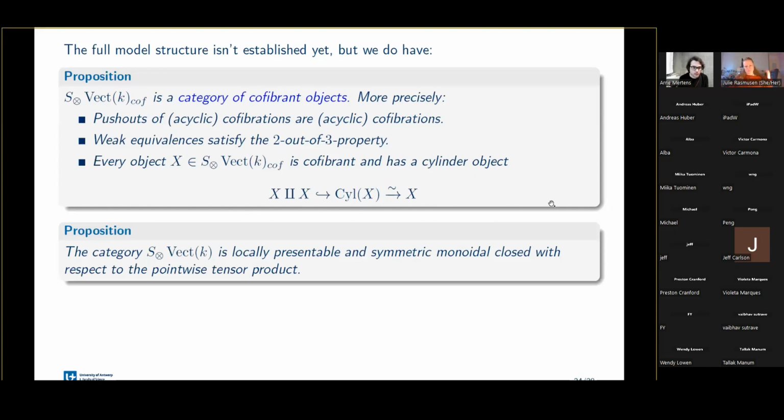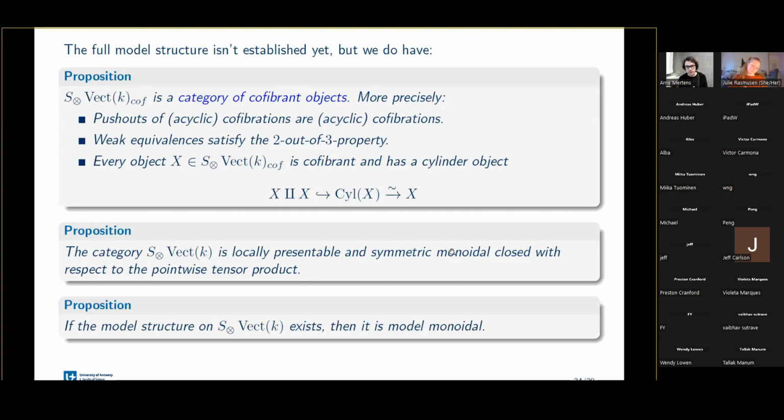Then secondly, you can show that this category of templicial vector spaces is locally presentable. And it's also symmetric monoidal closed with respect to the pointwise tensor product. So just like for simplicial sets, the product is pointwise. Here also we can define a tensor product pointwise, and this would be a nice symmetric monoidal closed structure. And then finally, and most importantly, if the model structure on templicial vector spaces exists, then it would be model monoidal. So at least we have shown the compatibility between the model structure and the monoidal structure, which was what we set out to do from the beginning.